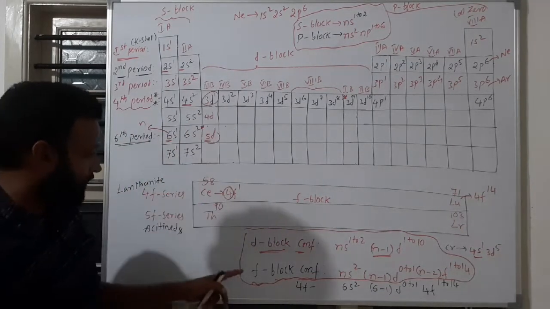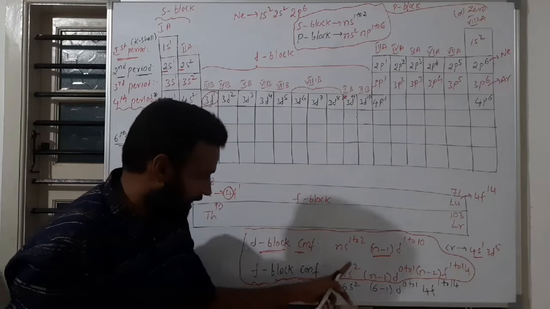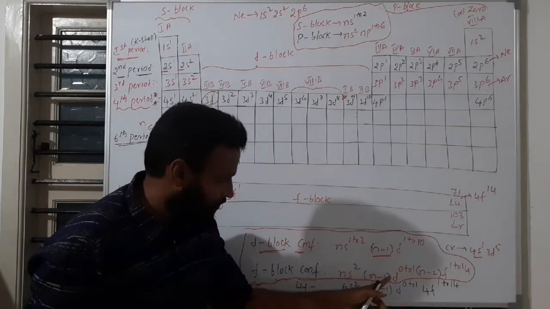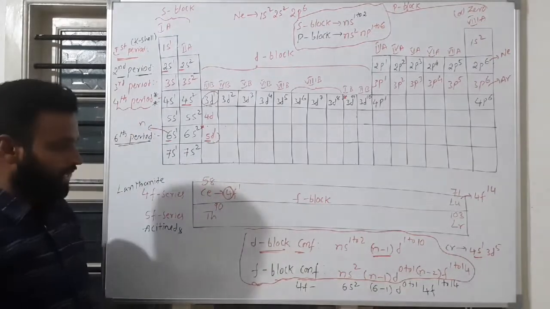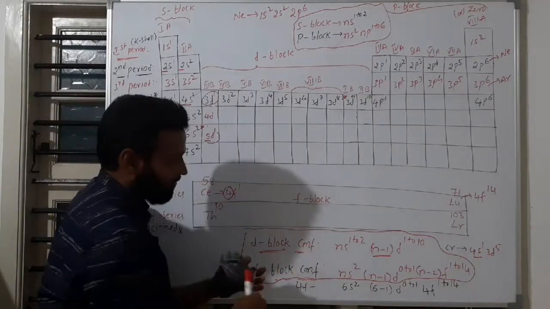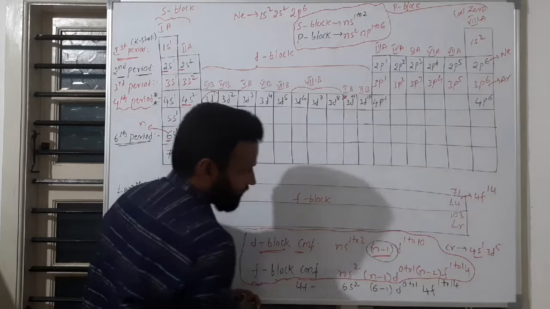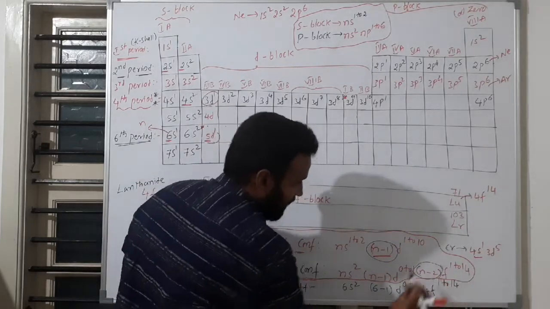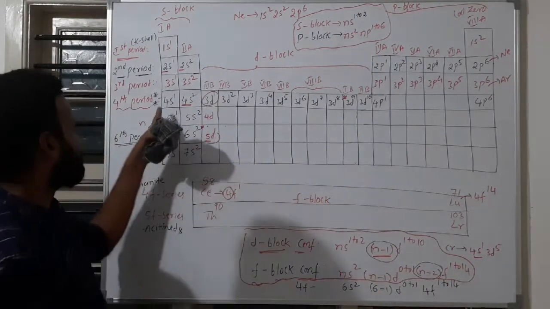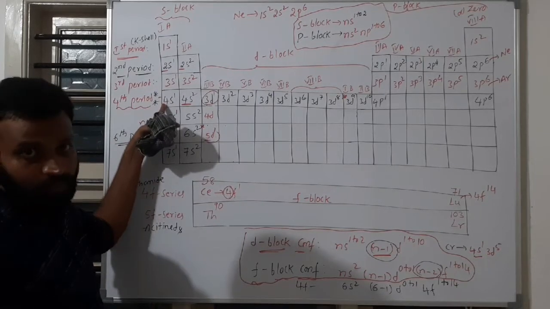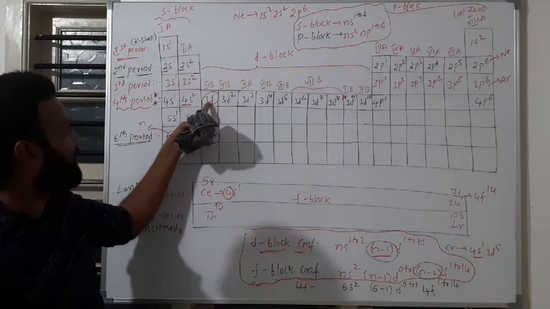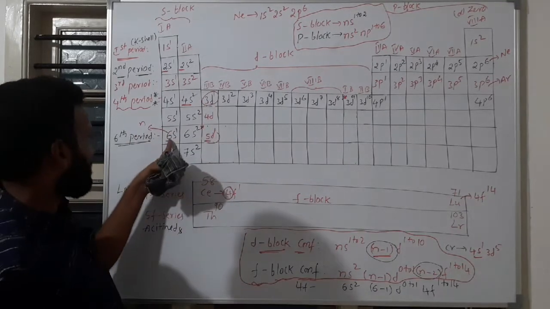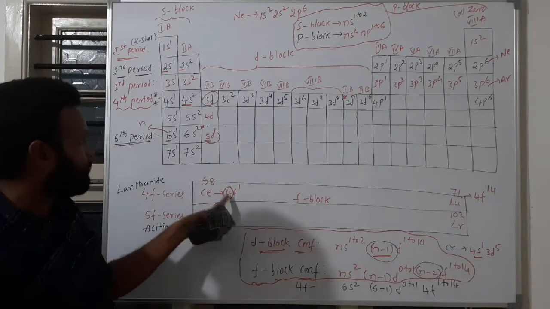Okay. So here we have the f block configuration: ns2, (n minus 1) d 0 to 1, (n minus 2) f 1 to 14. So you must have full clarity on these things. Why are we writing n minus 1? Why are we writing n minus 2 here? Because the starting n value is 4 here and it is 3 here. So if it is n, it is n minus 1, and here you are having n minus 2.